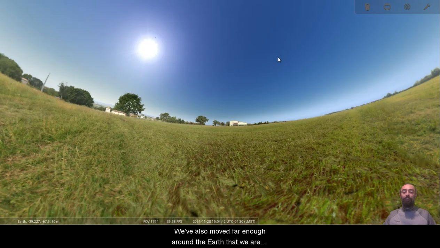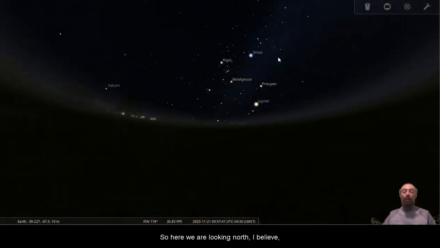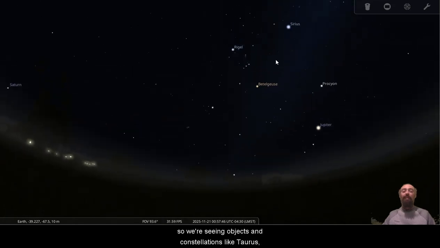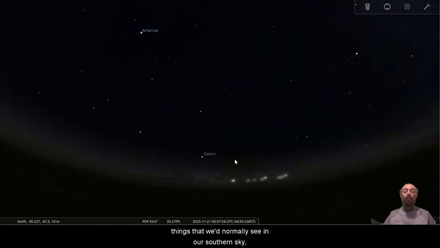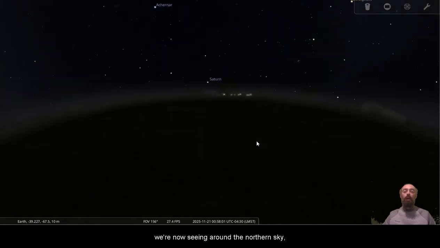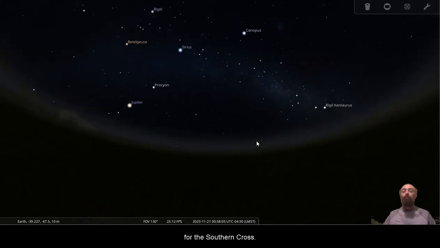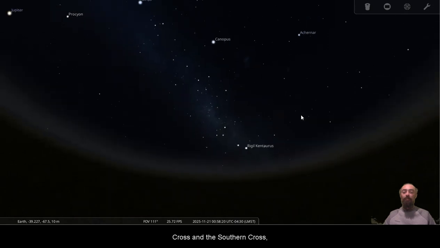We've also moved far enough around the Earth that we are now looking at daytime once again. So here we are, looking north, I believe. So we're seeing objects and constellations like Taurus, the Pleiades, Orion, things that we'd normally see in our southern sky, and Saturn as well. We're now seeing around the northern sky. But we want to look south here because we're looking for the Southern Cross. So here we go. Down here is the Southern Cross.